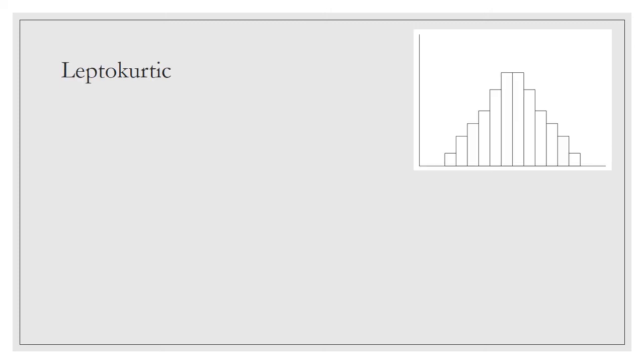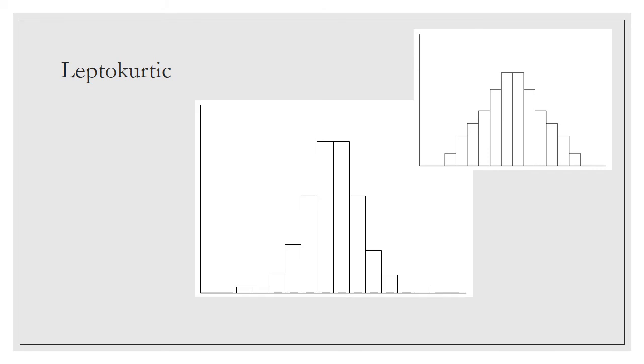There's two types of kurtosis. I'm just going to mention them very briefly. One is leptokurtic. Leptokurtic is when there's not enough information in the tails. You can see there's a difference in the amount of the information in the tails. There's more information in the middle of the distribution than in the outward ends of the distribution.